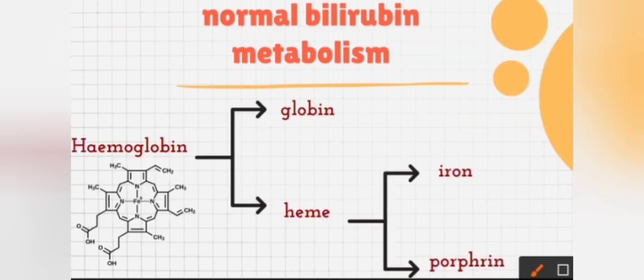Starting with normal bilirubin metabolism, let's understand how bilirubin is metabolized inside our body. The first question is, from where does the bilirubin come? Yes, correct. Bilirubin is formed inside our body from the breakdown products of RBC. When there is breakdown of RBC, the hemoglobin molecule is released, and the hemoglobin molecule is made up of two major components, the heme component and the globin component. Globin component is nothing but the protein chains.